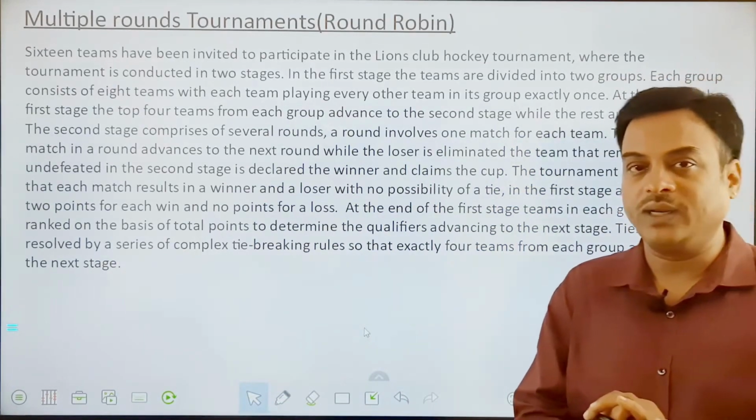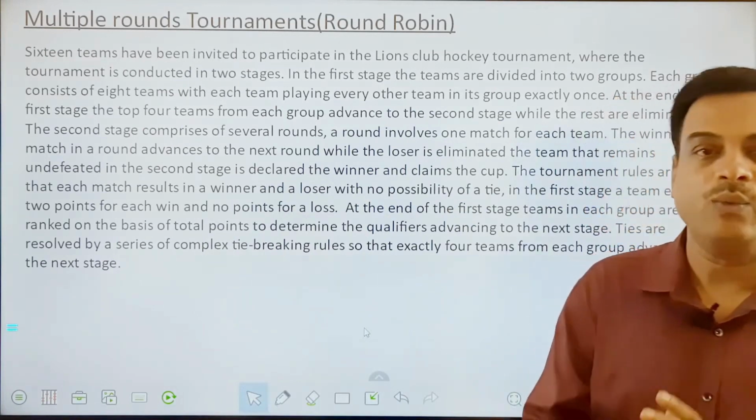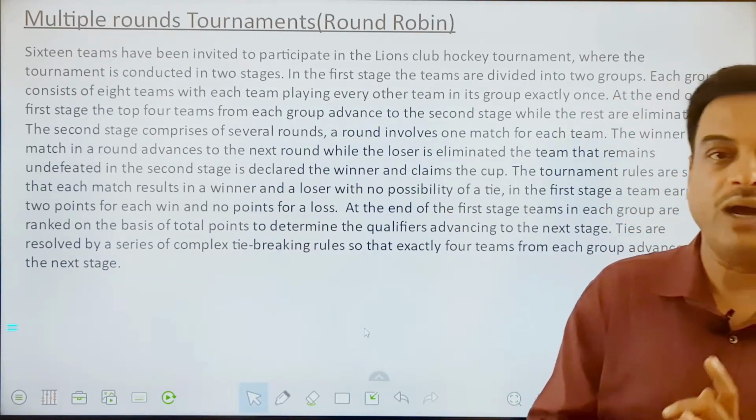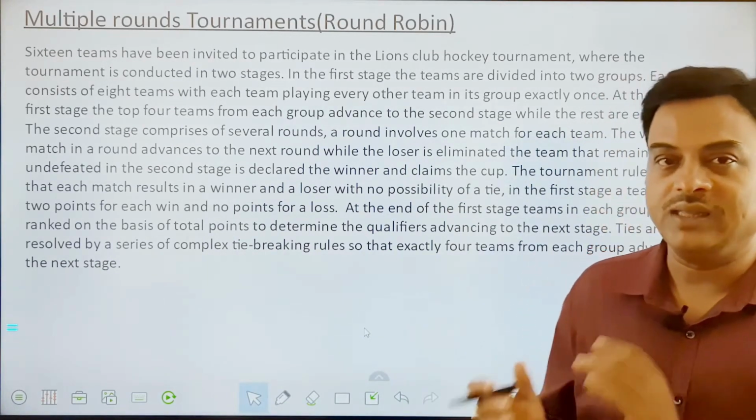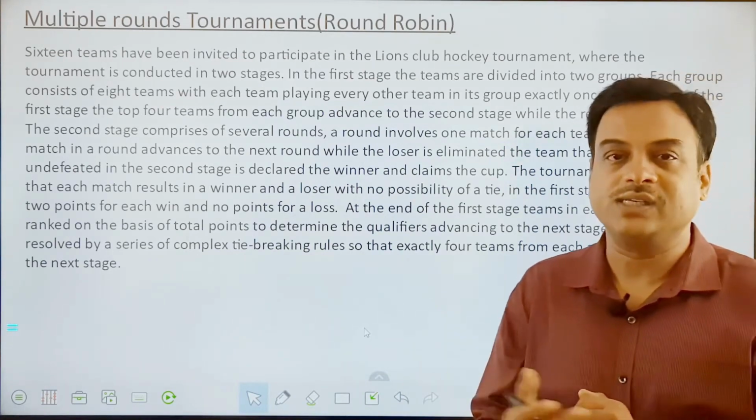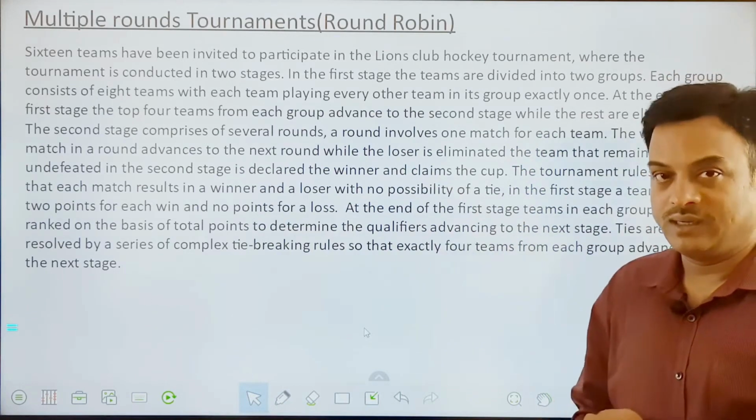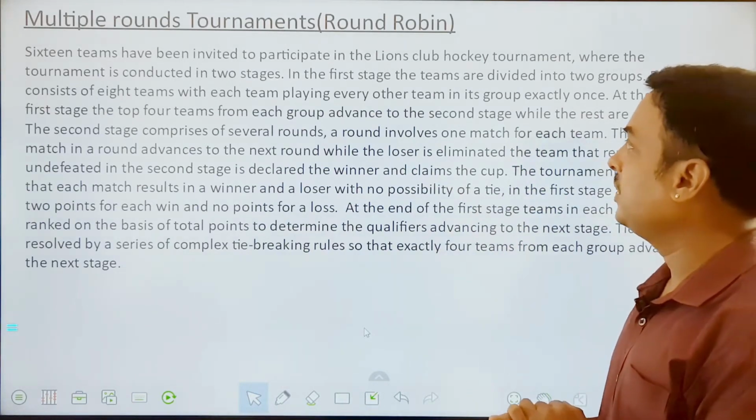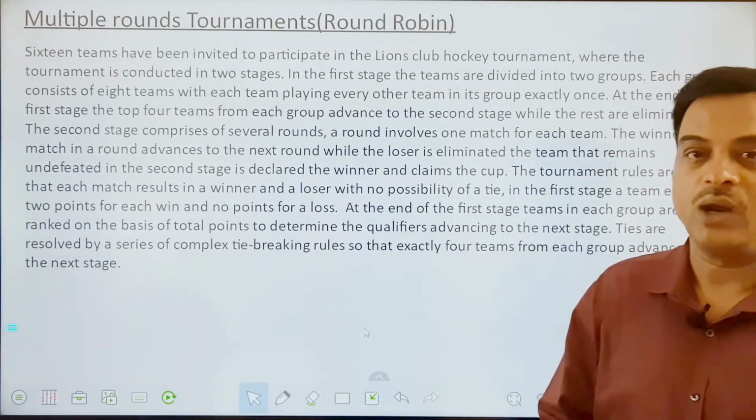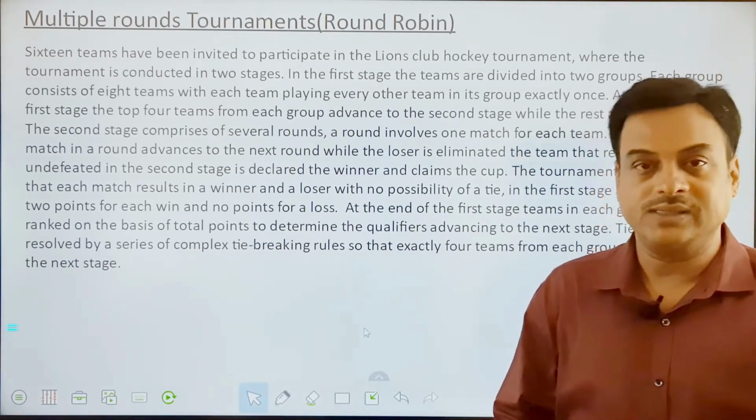If you see Part 1, there I covered only one example, taught you only one type of concept. And in this video, we'll see what are the other concepts possible in Games and Tournaments. The second possible concept here is the multiple round tournament, which is also called round robin tournaments.